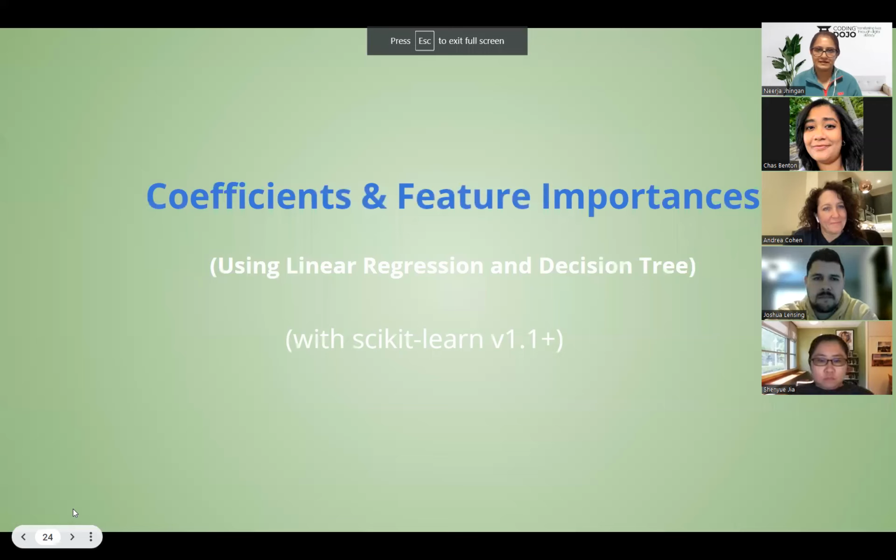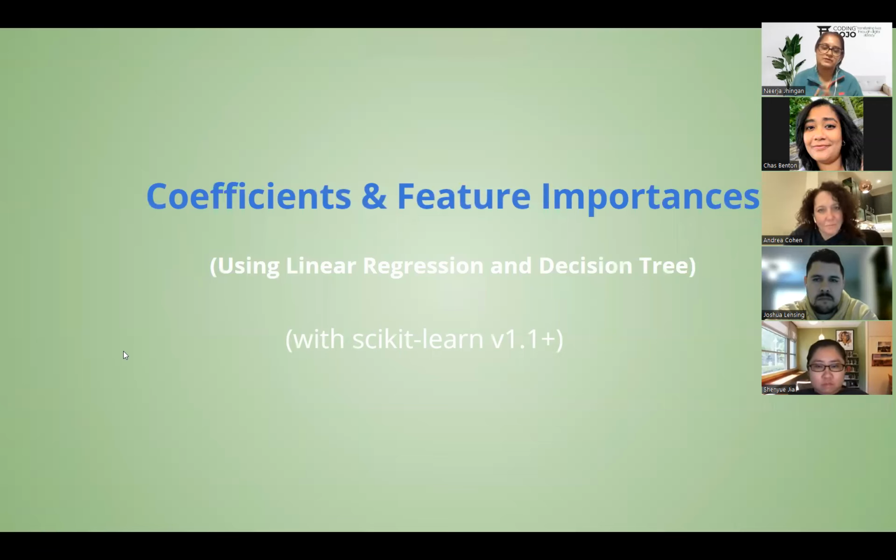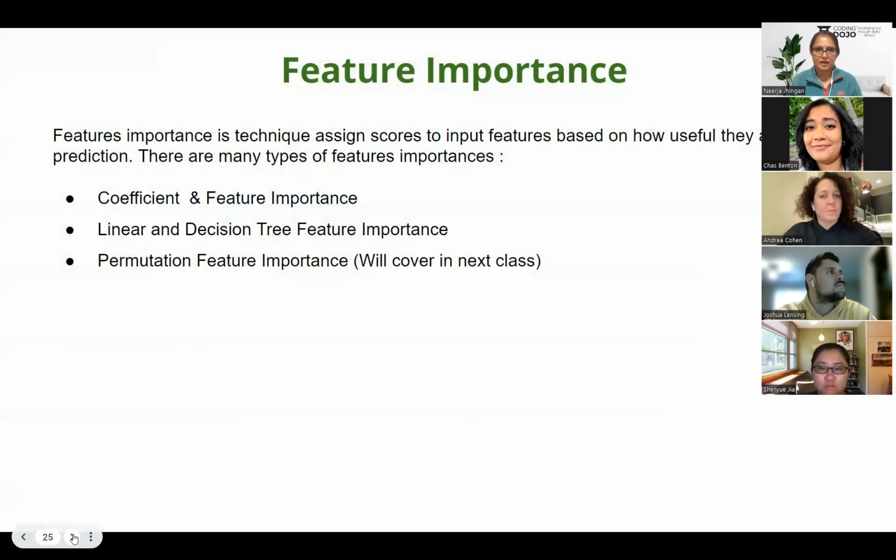Now we will move ahead. Till now, we have talked about glass box models, and model predictions and inference. Now we will talk about the coefficients and the feature importances, and how you do that, using linear regression and decision tree. First of all, we will go over the definition.